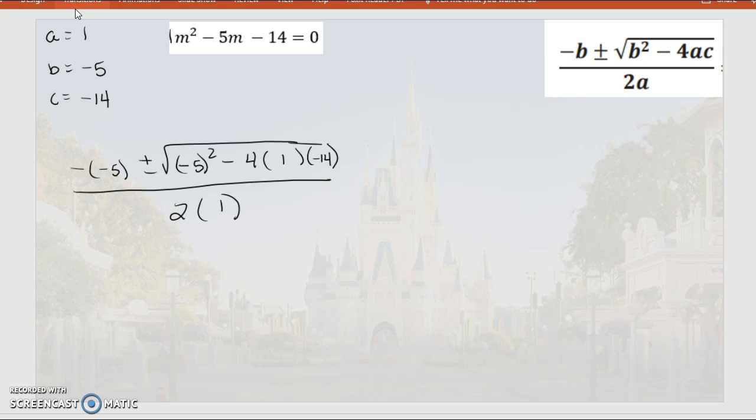Now, the quadratic formula is something they're not going to give you on your EOC. It's just a way to solve quadratics. We've been going over different ways to go about it, and this is one of them. So let's go ahead and solve. We're going to simplify this a little bit.